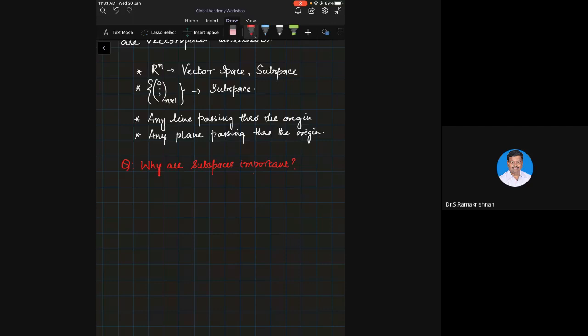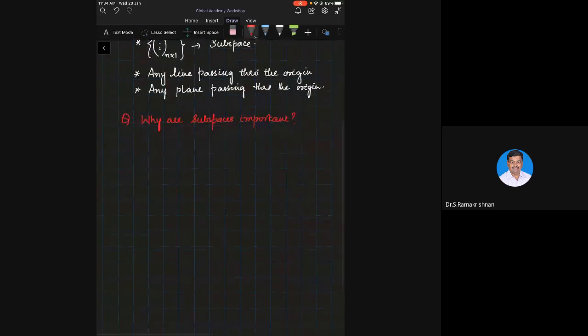Why do you think subspaces are important? Can someone tell me why this would be important? Hello? Can someone tell me why subspaces would be important? What do you think a subspace does to the whole vector space?